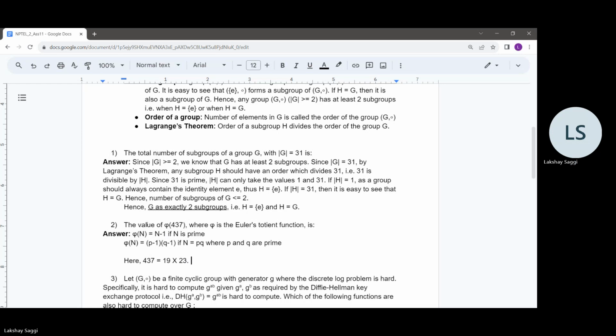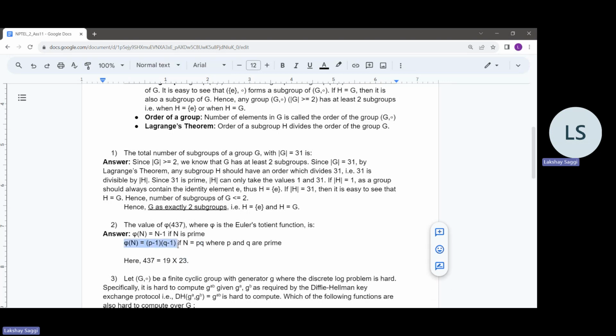So out of these two cases, this 437 falls in the second case, as this n here is equal to 437, and 437 is equal to 19 times 23, and 19 and 23 are both prime. So 437 can be written as the product of two primes, 19 and 23. So p is 19 and q is 23.